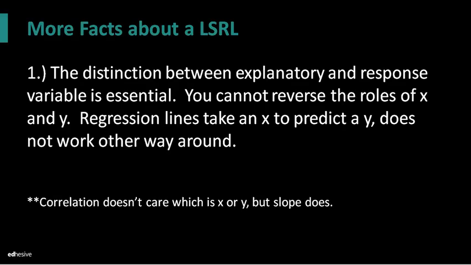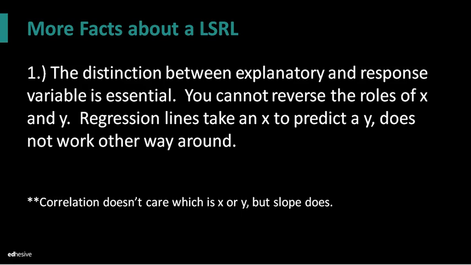All right, so let's talk about a couple more facts about the least squares regression line. Number one, the distinction between the explanatory and the response variable is essential. You cannot reverse the roles of x and y. Regression lines take an x to predict a y. It does not work the other way around. I did mention this in the other video when we were trying to predict the weight of a baby based on its age. We could take an age and predict its weight, but we cannot take a weight and work backwards to predict its age. So it does matter who is x and who is y.